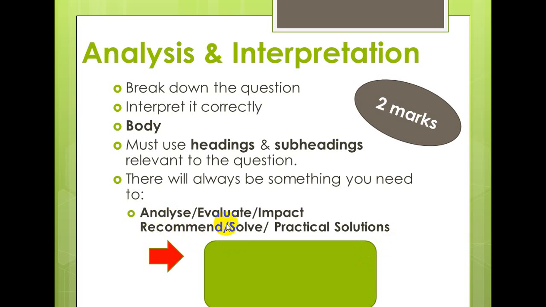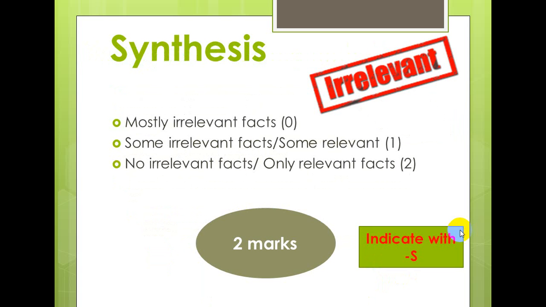When you are analyzing, evaluating, or looking at the impact of something, you must always show the positive side and the negative side, or alternatively, you can do the advantages and disadvantages. Thirdly, we have what we call synthesis. This is, are you putting together facts that are relevant to the question that's been asked, or are you waffling on and going off on a tangent?